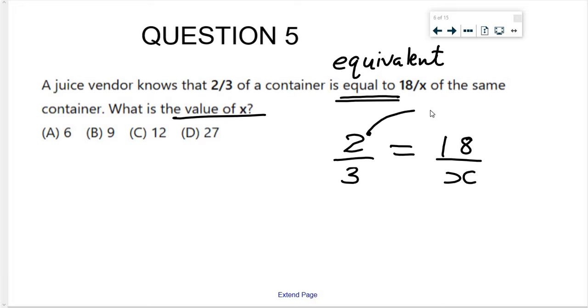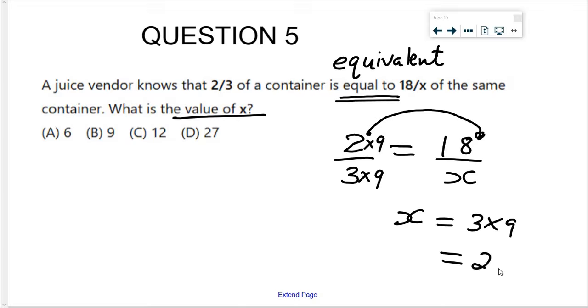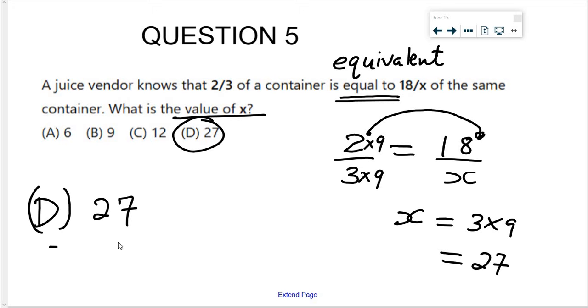2, how is it turned into 18? That means this 2 was multiplied by 9, meaning 2 into 9 is 18. So do into 9 here and also do into 9 here. So the value of x will be equal to 3 into 9, and this gives you 27. So the correct option is option D, with the answer 27.